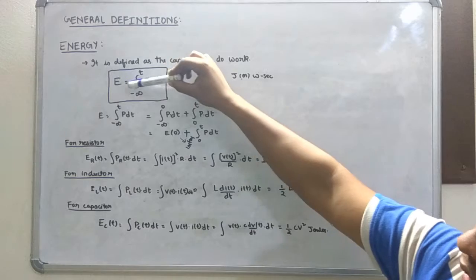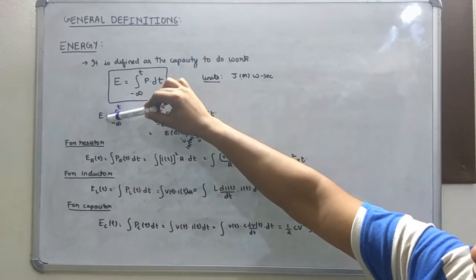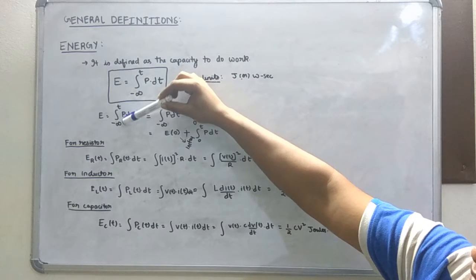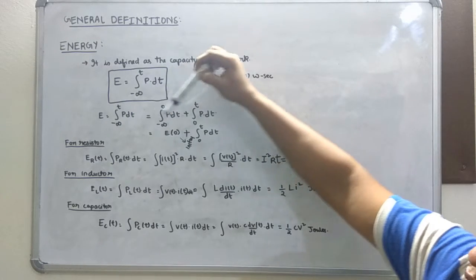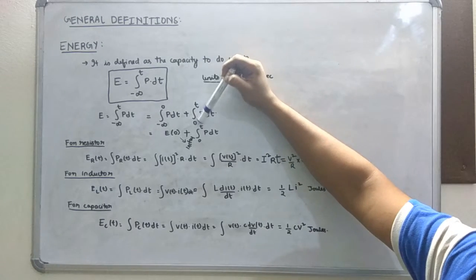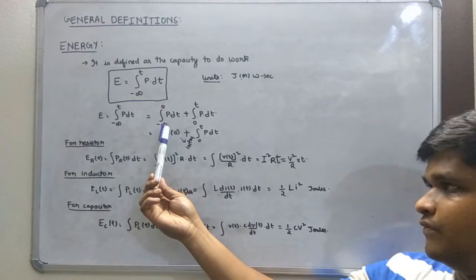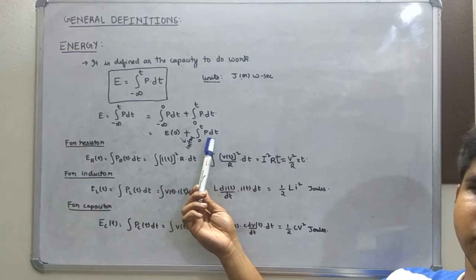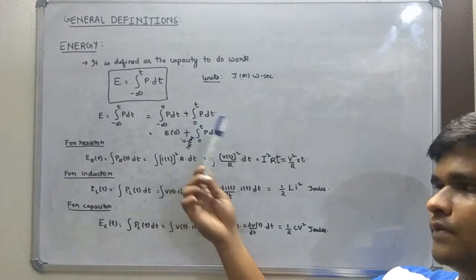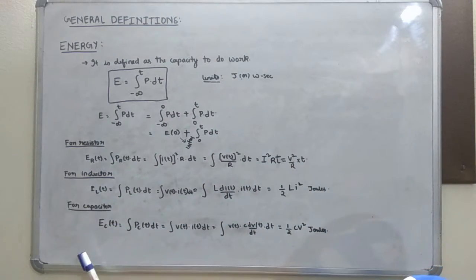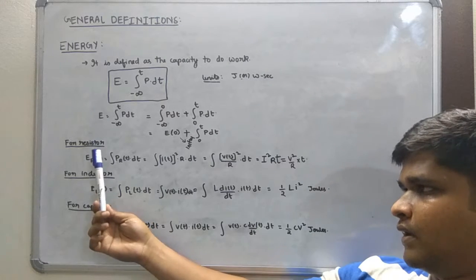As we already know, the mathematical equation for energy is E is equal to integral P dt, and we can split this interval minus infinity to t into two different intervals. One is from minus infinity to 0 and the other is from 0 to t. This is called the initial energy present in the component, and this is the energy which is consumed in the interval 0 to t.